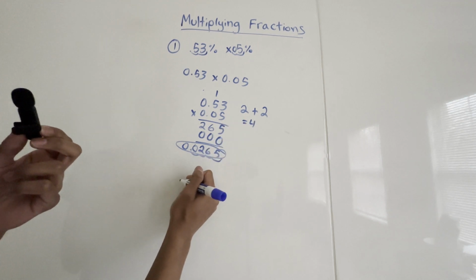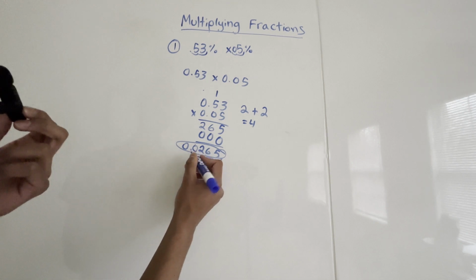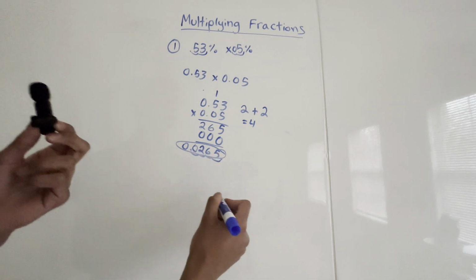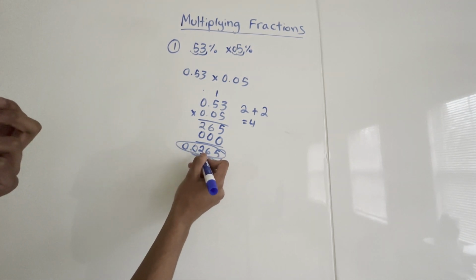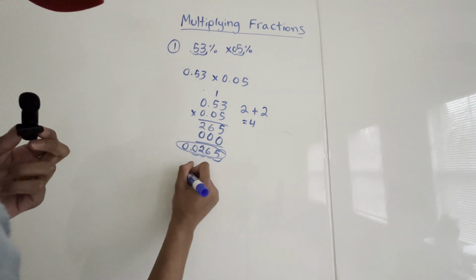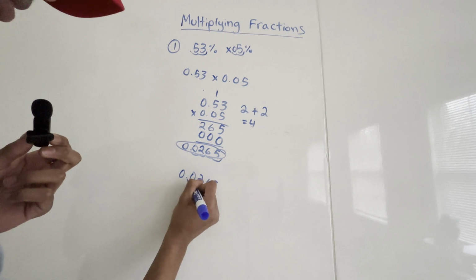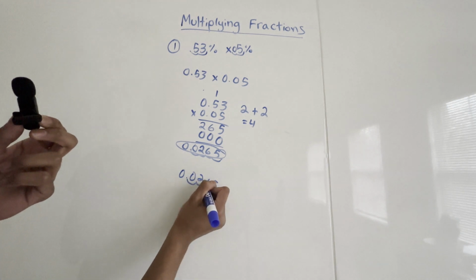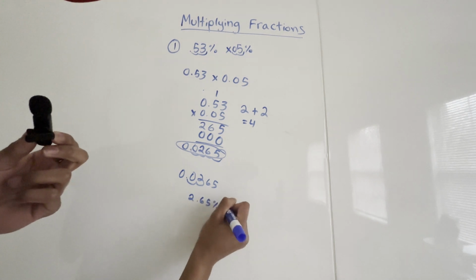Now we're going to convert this into percent form. And to do that, like I said in our other video where we converted decimals into percents, we have to move our decimal point 2 places to the right to undo the action of turning into a decimal. So 0.0265 would turn into, after we move our decimal point 2 places to the right, 2.65%. So that would be a percent form.